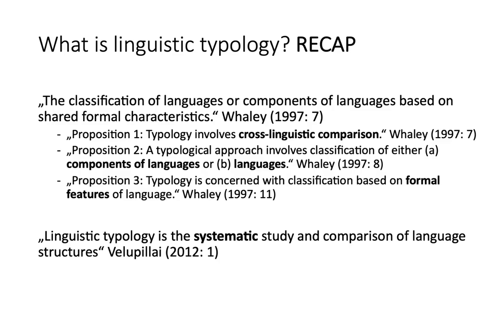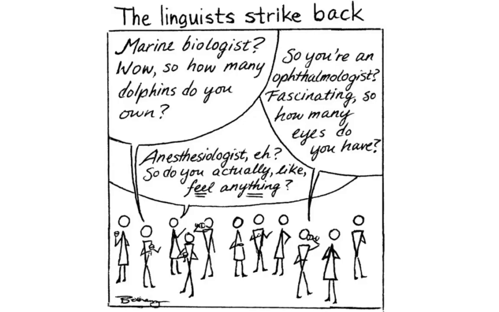Just to recap our overview of these definitions and taking them apart. Linguistic typology is the classification of languages or components of languages based on shared formal characteristics, where we need to focus on 1. Cross-linguistic comparison, 2. The classification of components of languages or entire languages, and 3. Formal features. The quote from Philippuli adds the word systematic, so next we turn to methodology.